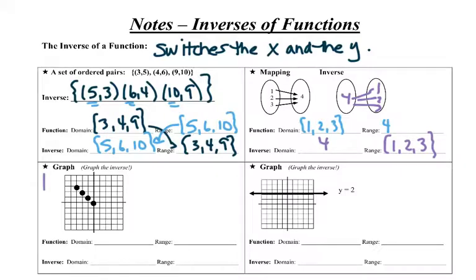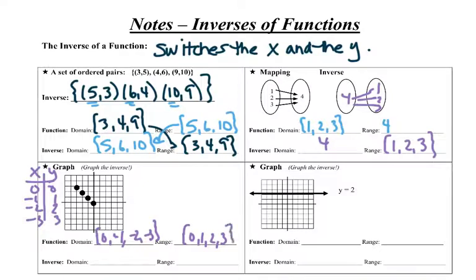Here I'm going to actually do a little t-chart of those ordered pairs. So it looks like 0, 0, negative 1, 1, negative 2, 2, negative 3, 3. So the original domain is 0, negative 1, negative 2, negative 3. And by the way, you don't have to have those brackets, right? And the range would be 0, 1, 2, and 3.